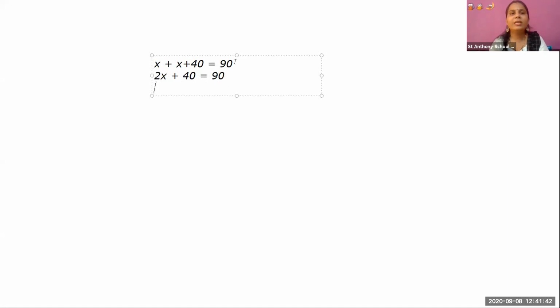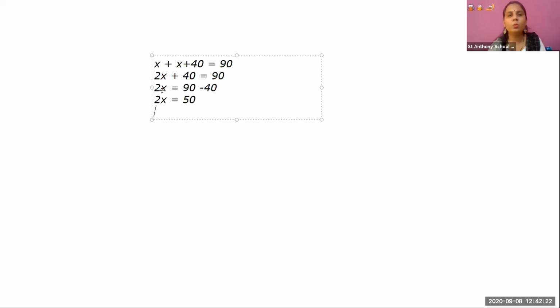Now 2X plus 40, we don't want this 40 with 2X. Whenever we have to find the value of something, we don't want these numbers with it. So we shift this 40 to the right hand side. So 2X is equal to 90 minus 40, because when we shift this 40 to this side, it becomes minus 40. Now 2X remains as it is, equal to 90 minus 40, which is 50, right?